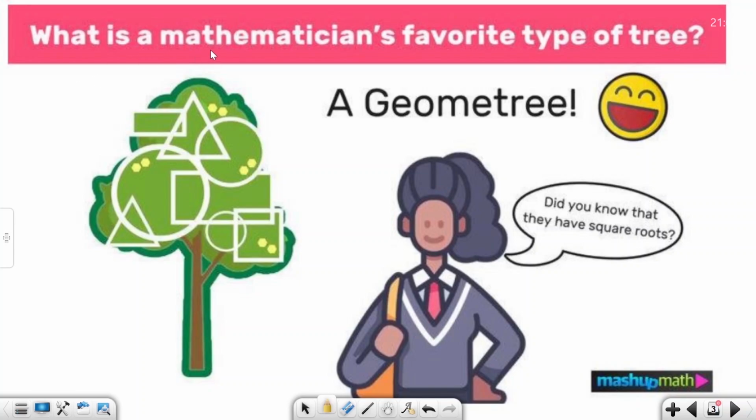So first question is, what is a mathematician's favorite type of tree? The name of the tree is geometry. Okay.